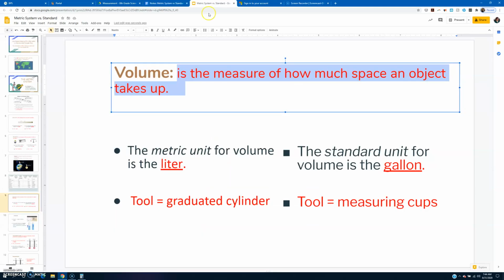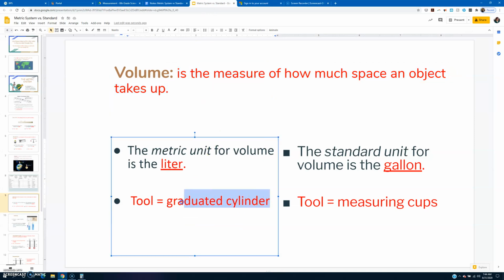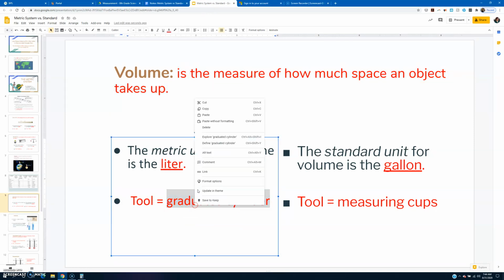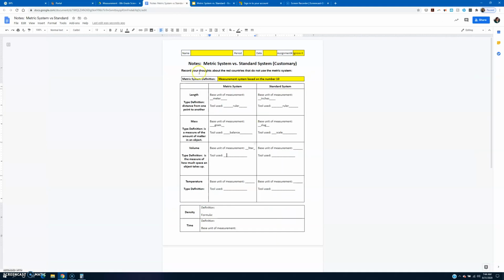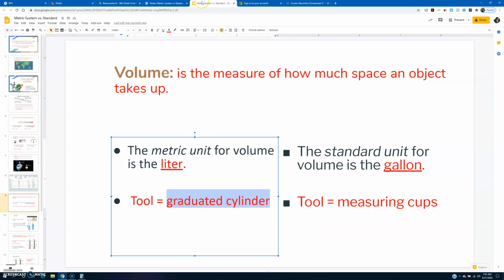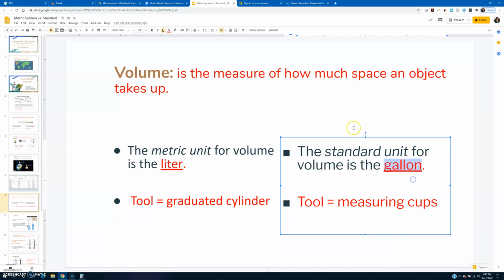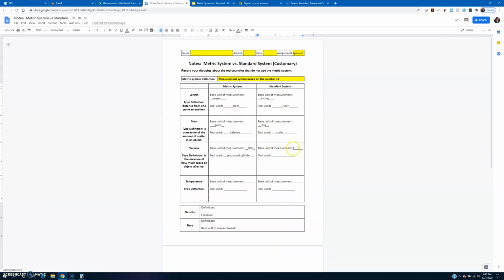Anybody know why it's going to be in liters? Where does Coca-Cola sell their products? Is it just the United States, or is it everywhere else? Everywhere else uses metric, so it makes sense that those companies are going to want to appeal to the other countries too. I'll show you a graduated cylinder in a second, but the tool we're going to use to measure it is a graduated cylinder, and then we're going to be using gallons for volume, and you guys know that when you buy milk, it's in a gallon.